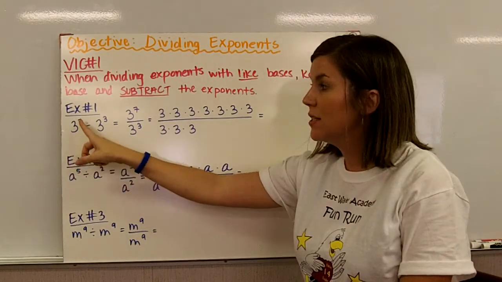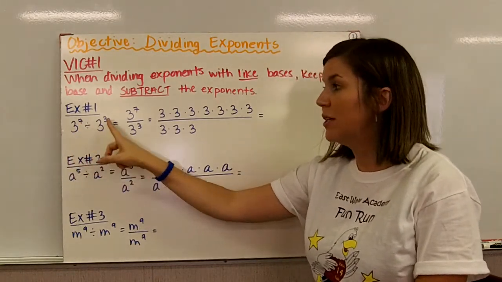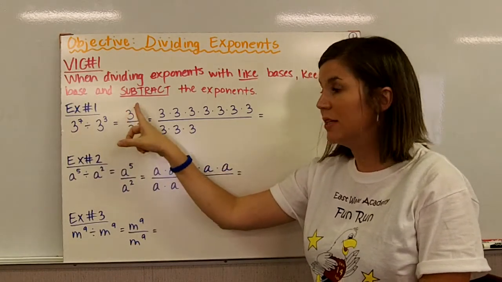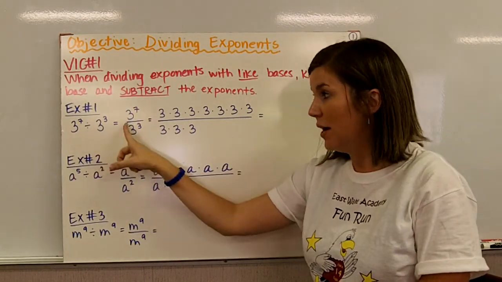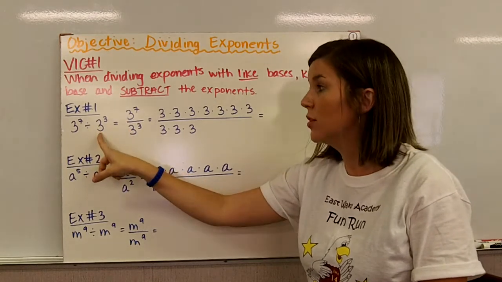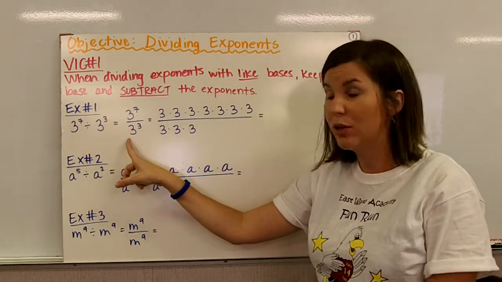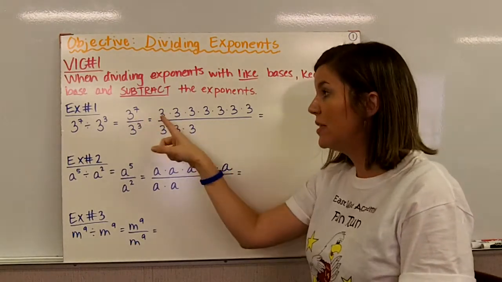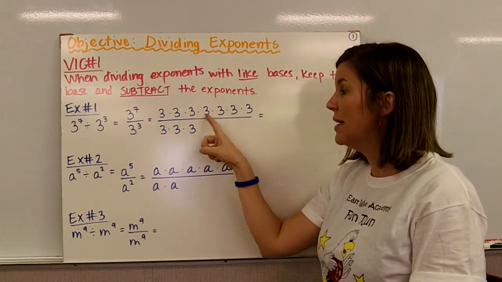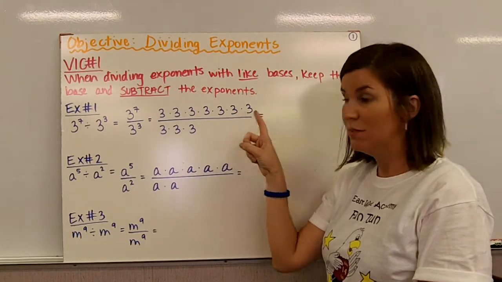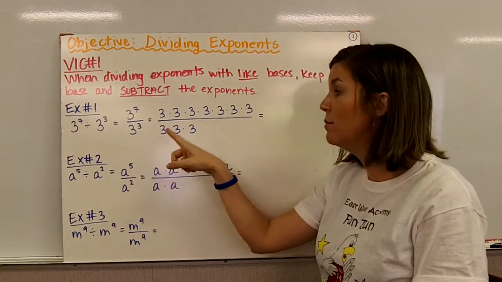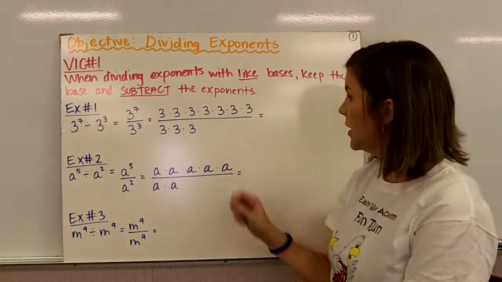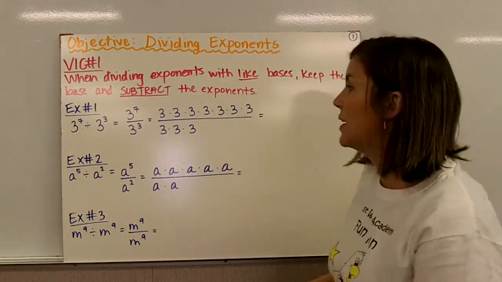So if you have 3 to the 7th power divided by 3 to the 3rd power, the first one goes on top, and the second one goes on the bottom, same as the fraction bar. 3 to the 7th power means 3 is the base, so it's multiplied by itself 7 times. Here, 3 to the 3rd power means 3 times 3 times 3. So what we can do is cancel out.